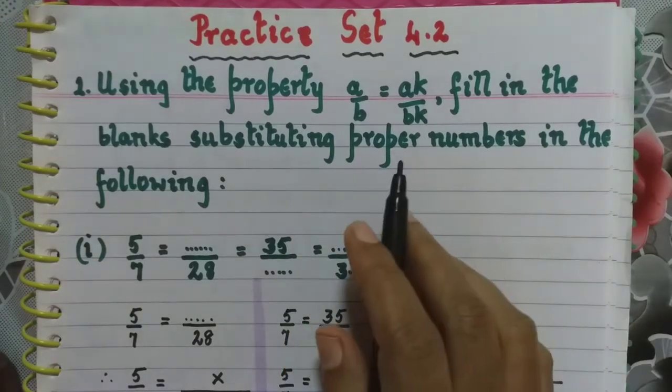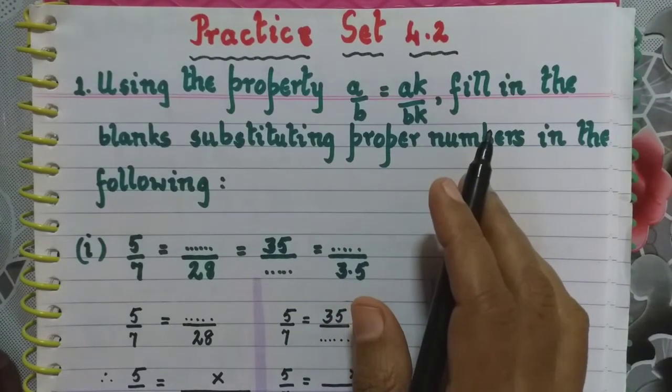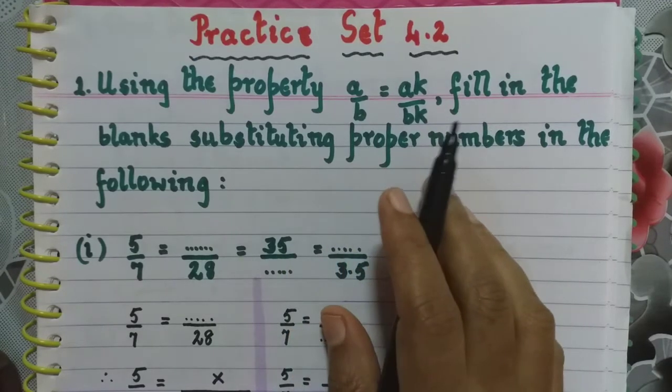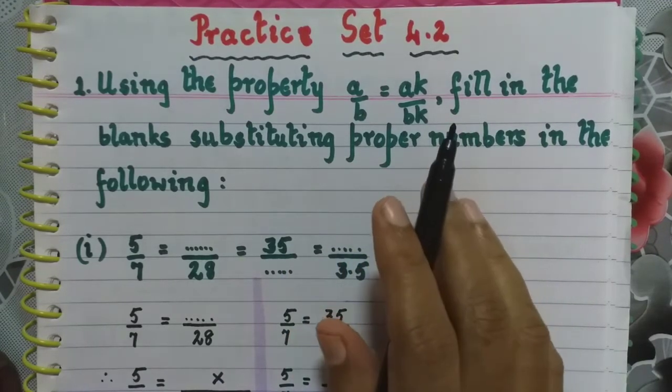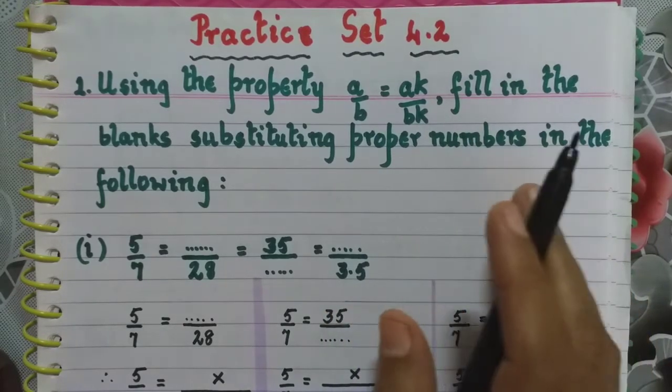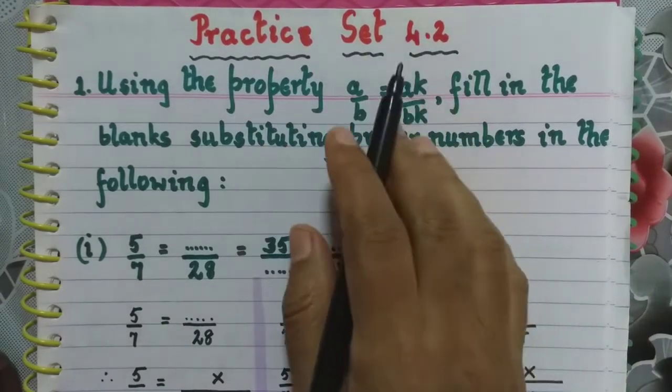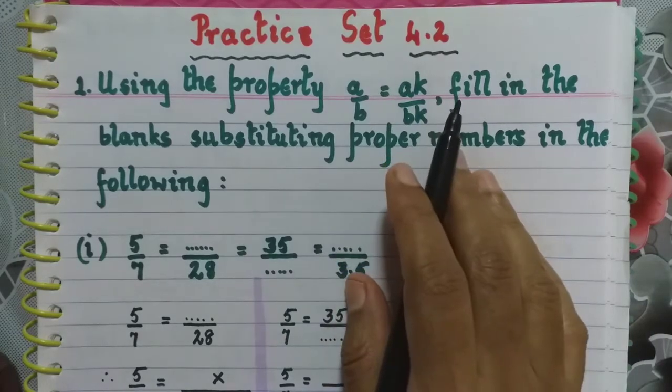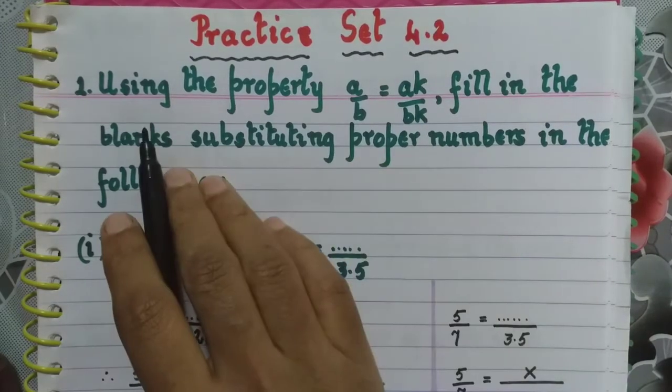We go to practice set 4.2. Now we had completed practice set 4.1, that is the first exercise of ratio and proportion, last week. So we continue with the next exercise, 4.2. Now see the first question.